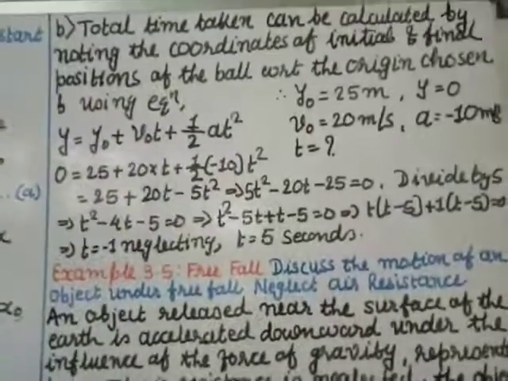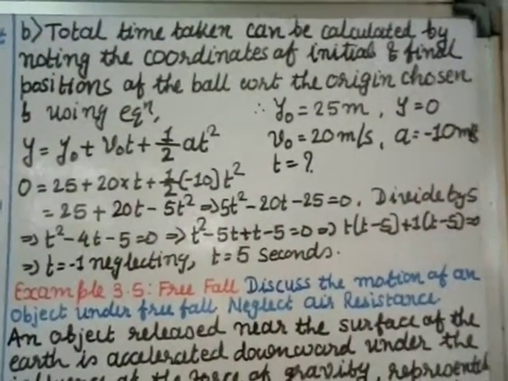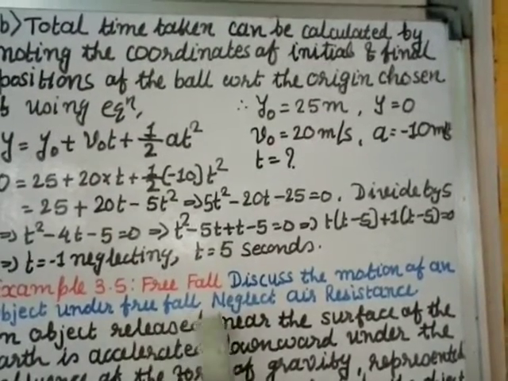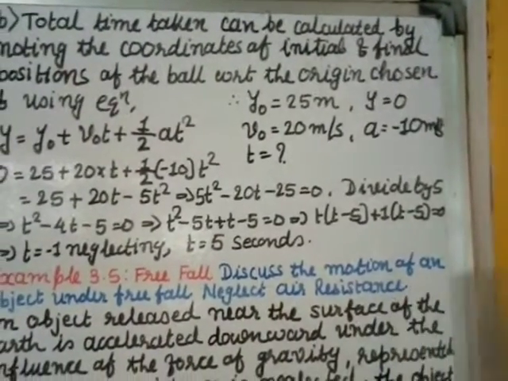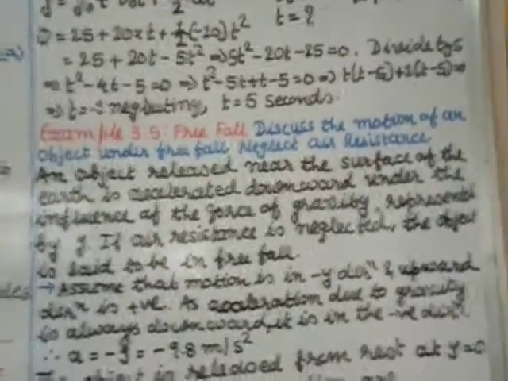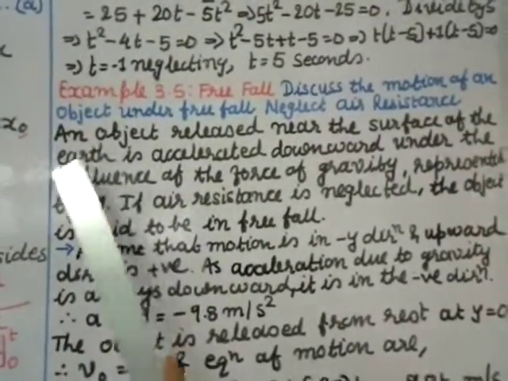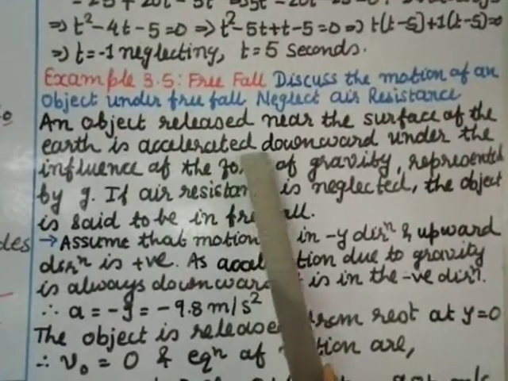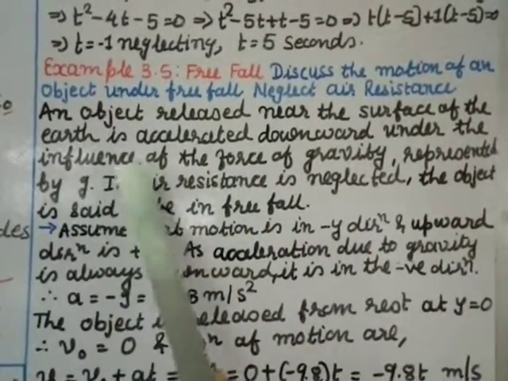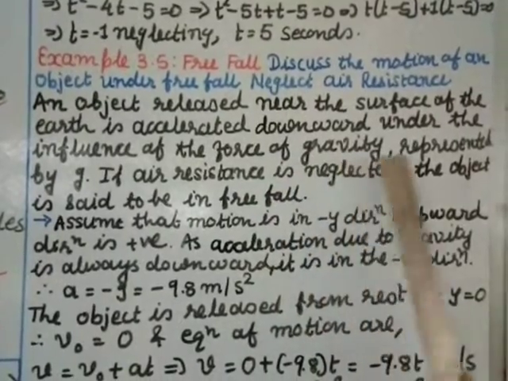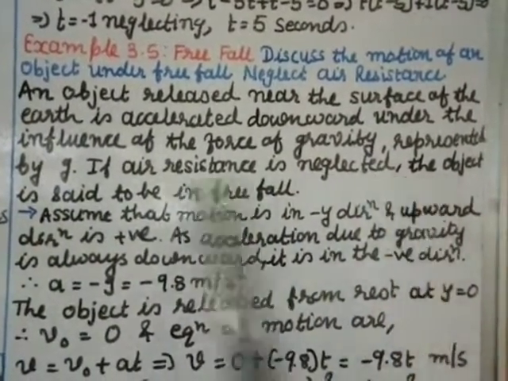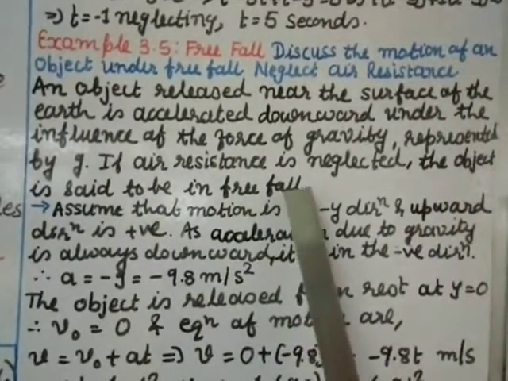Example 3.5, free fall. Discuss the motion of an object under a free fall, neglect air resistance. So first we shall define what we mean by free fall. An object released near the surface of the earth is accelerated downward under the influence of the force of gravity represented by g. If air resistance is neglected, the object is said to be in free fall.